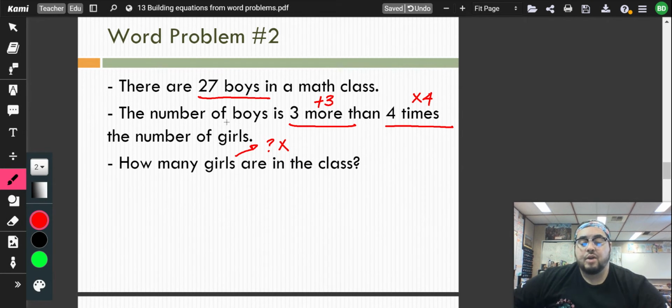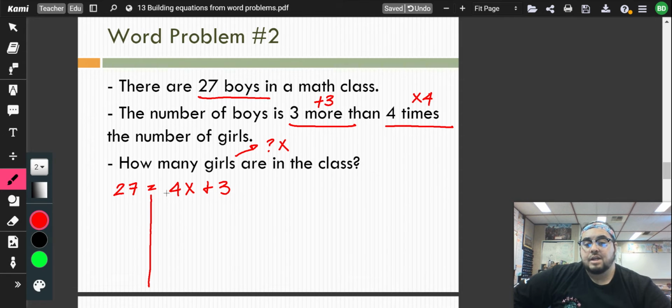Okay, so let's set up our equation. 27 is our definite value. That's the number of boys. And that's equal to the number of boys is equal to 3 more than 4 times the number of girls. Because girls is x, we're going to do 4x, so 4 times the number of girls, and then 3 more than that means plus 3. Okay, again, let's read through our equation and make sure it makes sense. So the number of boys is equal to 4 times the number of girls, and then 3 more than that.